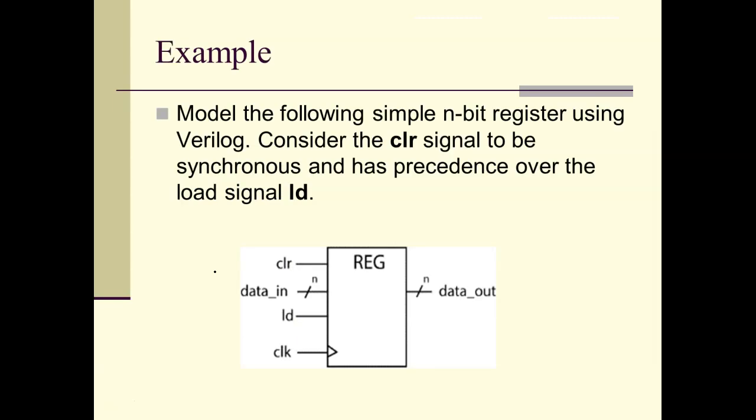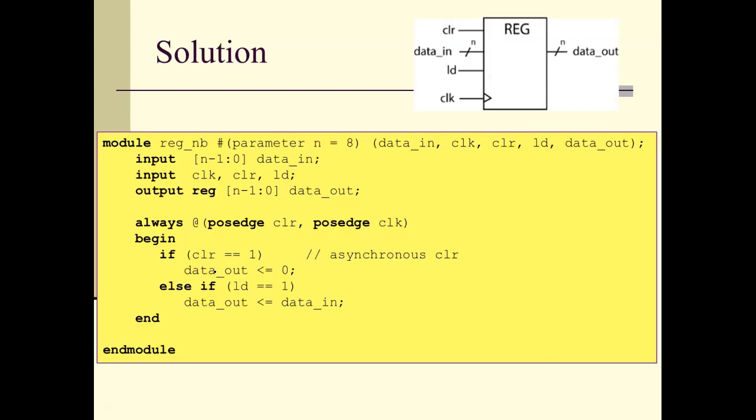So this is the exact same problem, and the difference is the clear signal is synchronous. I just want to emphasize the fact that when you're doing these problems, you can design any register you want starting from just this basic n-bit simple register. And so what I want to do is make the clear synchronous rather than asynchronous, and the only change I'm going to make is I'm going to scribble out this right here.